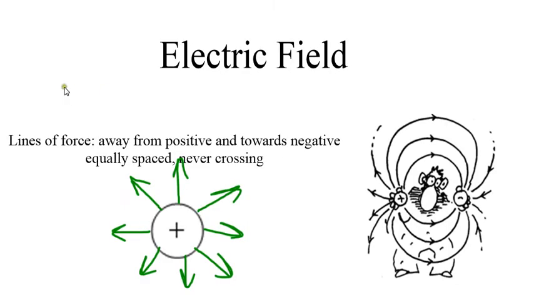So the electric field. We can draw our electric fields around point charges, or between plates if we need to, for capacitors. The lines of force, and these are force vectors, will always be away from the positive, and let me emphasize that, away from the positive and towards the negative. You want to make them equally spaced, and they can never cross. You should never have these lines of force for the electric field lines ever crossing.